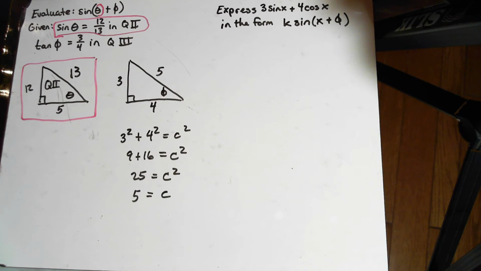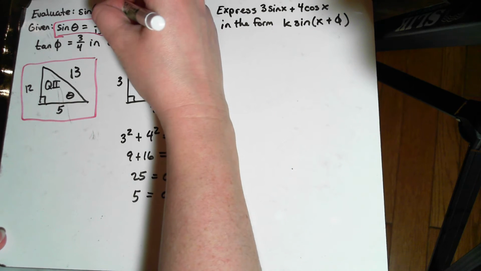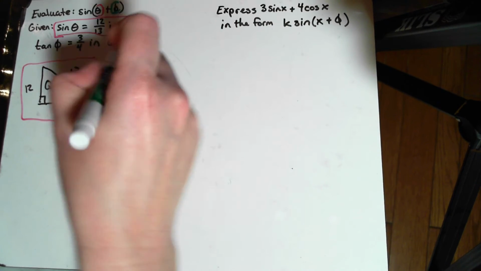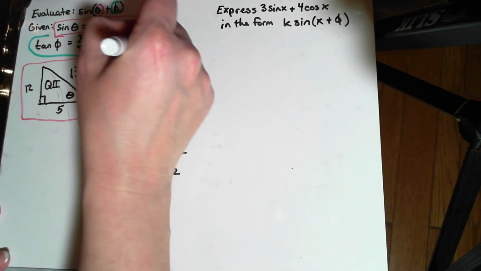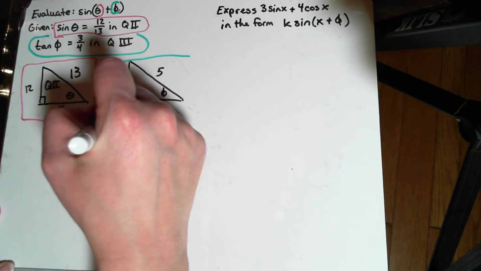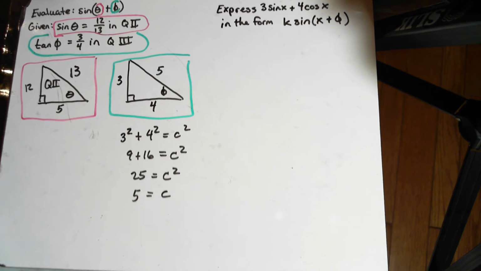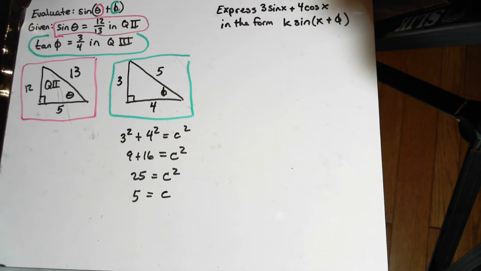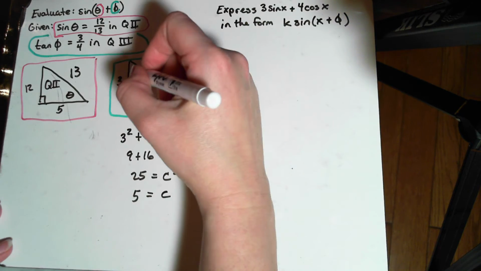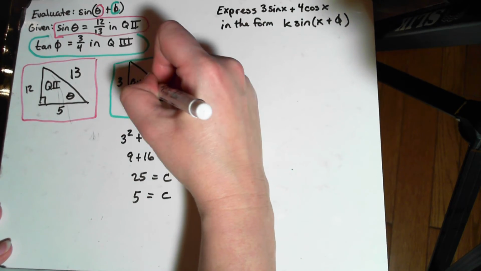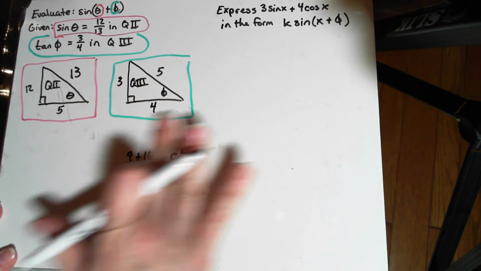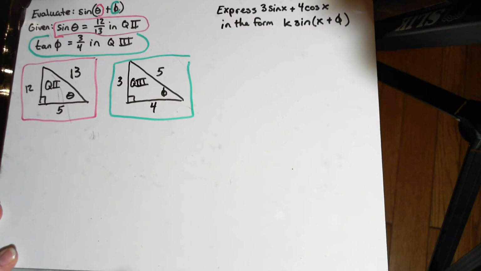Okay. Now I'm going to highlight all of my phi things in green. So here's phi right here. Tangent of phi was here, and this is green. And I should label that quadrant as well. So this was quadrant 3, so I remember. Now I'm going to put it into my formula.